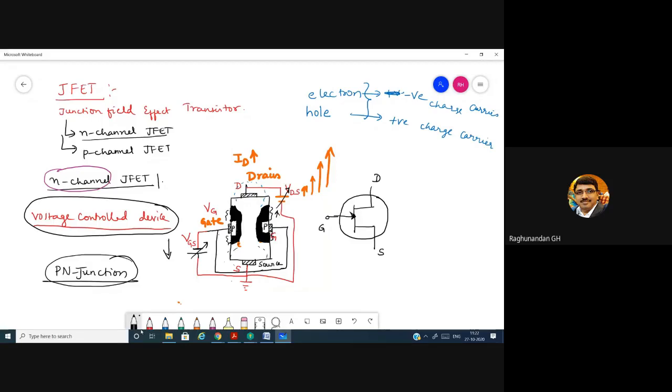So this is about the construction and working of the N channel JFET. Similarly, if they ask for the P channel JFET, can anyone explain? It is just the inverse of it. Wherever you have P, put N; wherever you have N, put P. Can anyone try to explain? The same explanation applies for the P channel.